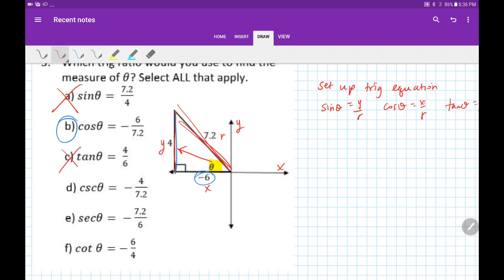Next, cosecant. So cosecant is the reciprocal of sine. Instead of y over r, then, we need r over y. Let's see if they got it correct. So r should be 7.2. 7.2 should be in the top, not the bottom. And then y should have been 4 in the bottom. Not only is it incorrect because of that reason, but there's an unnecessary negative here. This is out.